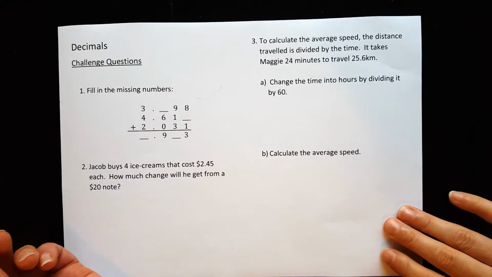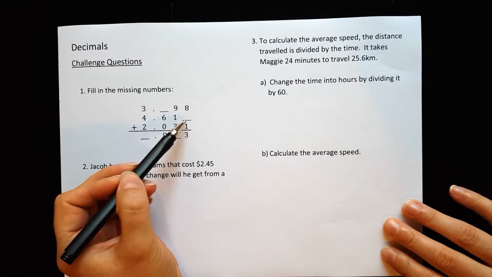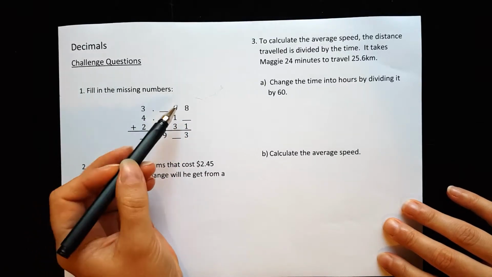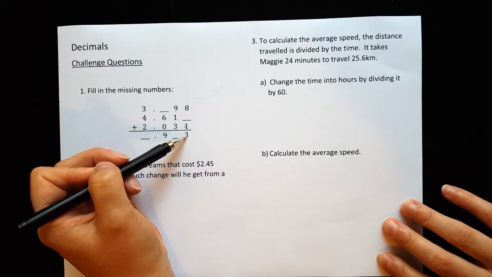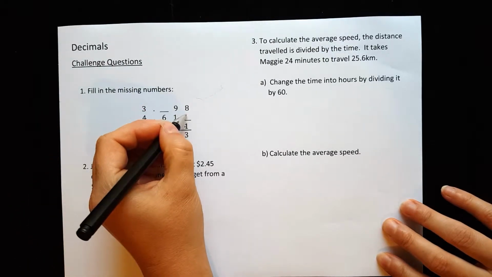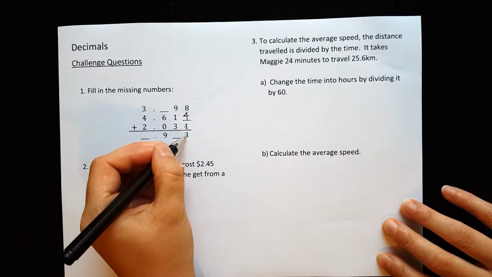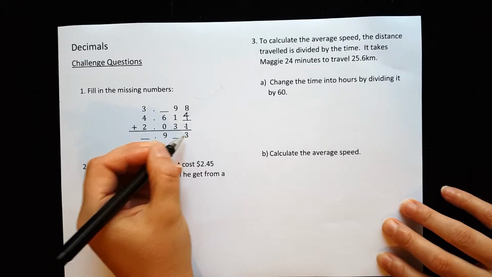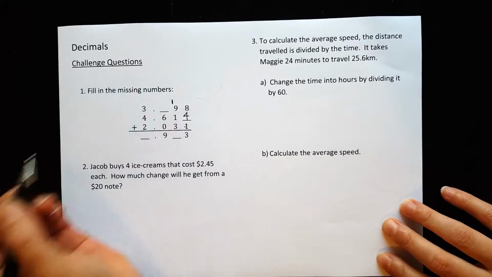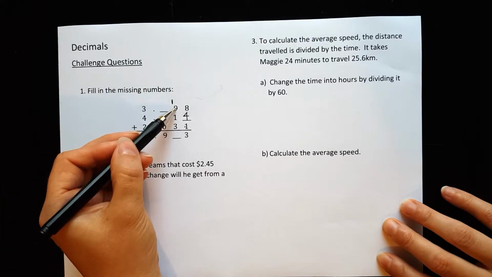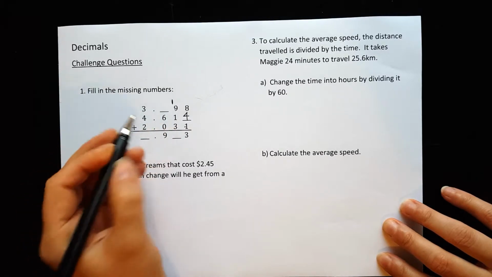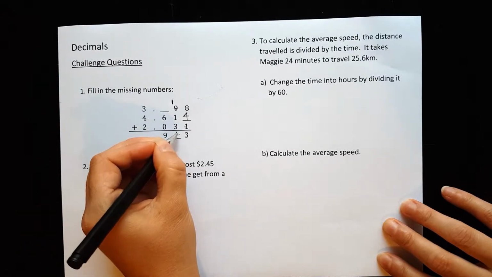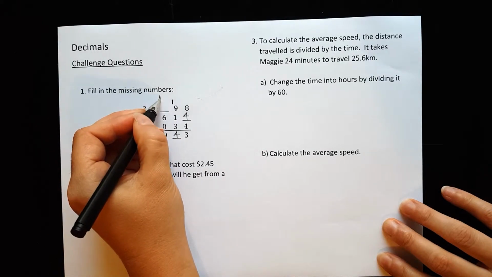Fill in the missing numbers. 8 plus something plus 1 equals 3. Well, 8 and 1 makes 9. To get to something with a 3 on the end, we're going to have to go to 13. So from 9, we would have to add on 4 to get 13, meaning the 3 would go here and we would carry the 1. Okay, then we do 1 plus 9, that's 10. 11, 12, 13, 14 when we add those up. So the 4 will go here and we will carry another 1.